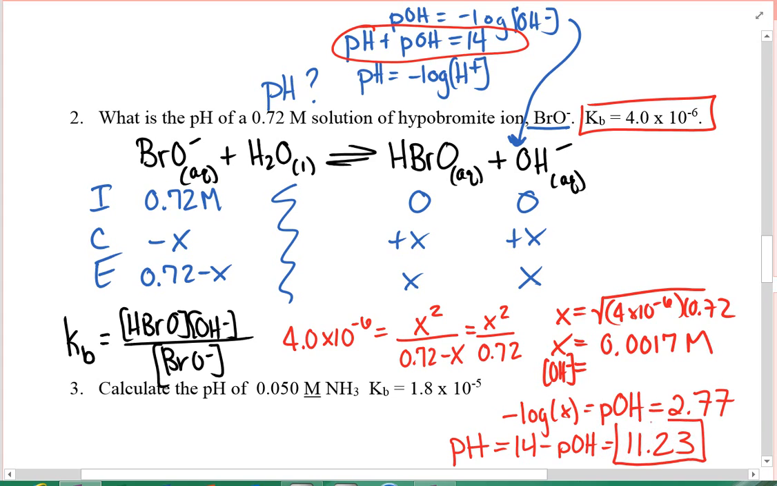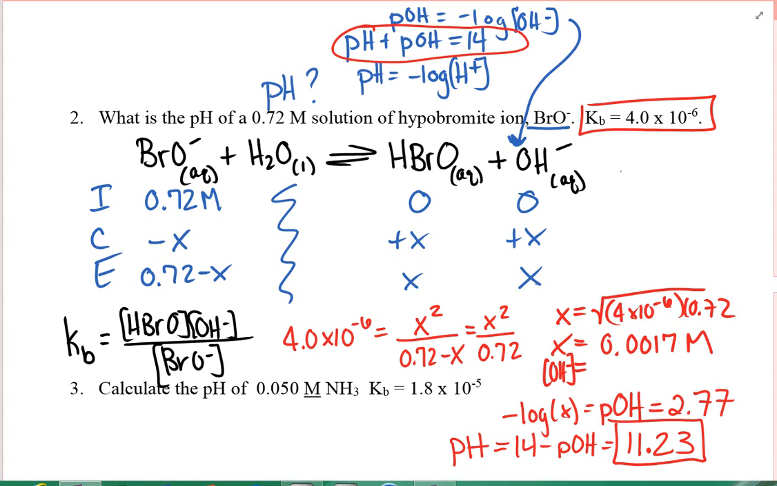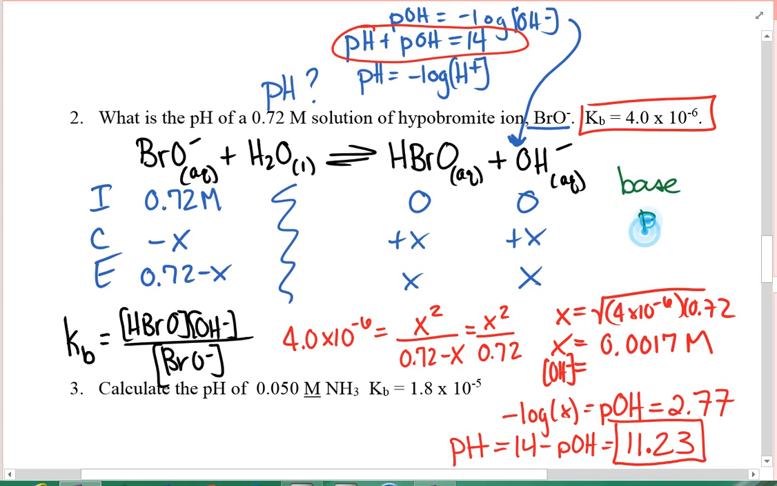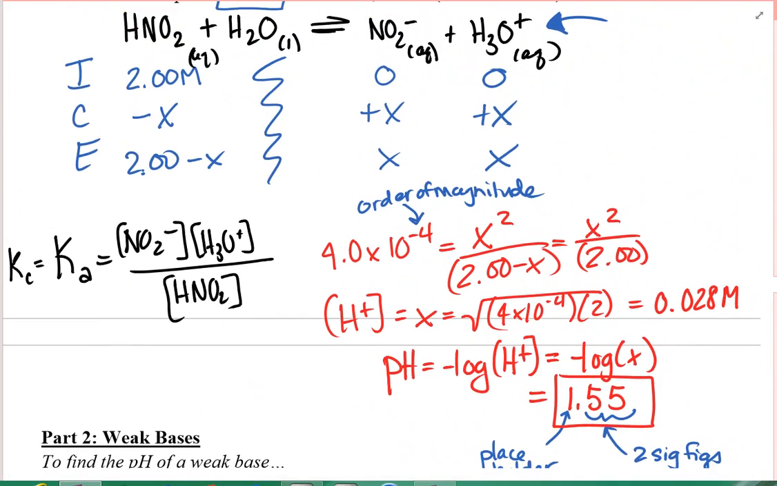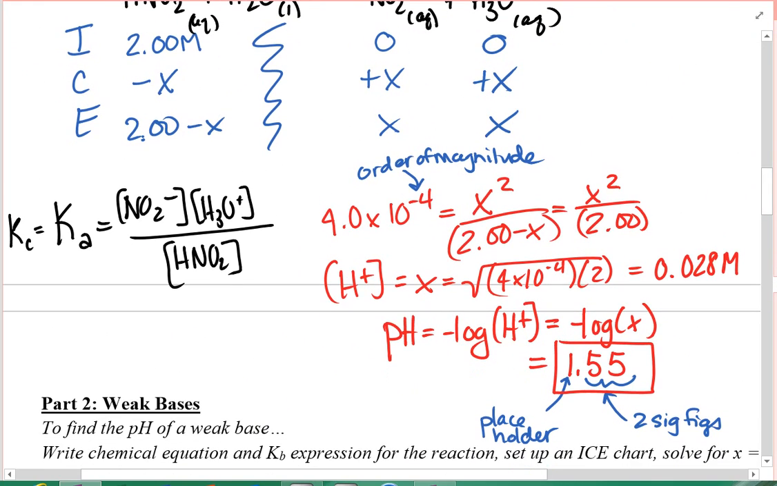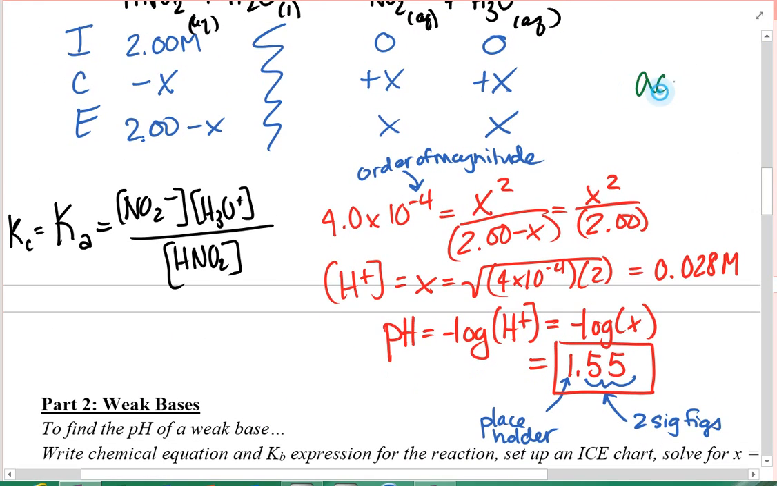11.23. And it's always good to double check your answer to see if it's reasonable. So since this thing that we're talking about here is a base, I would expect my pH to be greater than 7, or I did something really weird here. Same thing with up here in this earlier problem. Since the thing that I added to water was an acid, I would expect my pH to be below 7. So that's a simple way to check to see if your answer is reasonable.